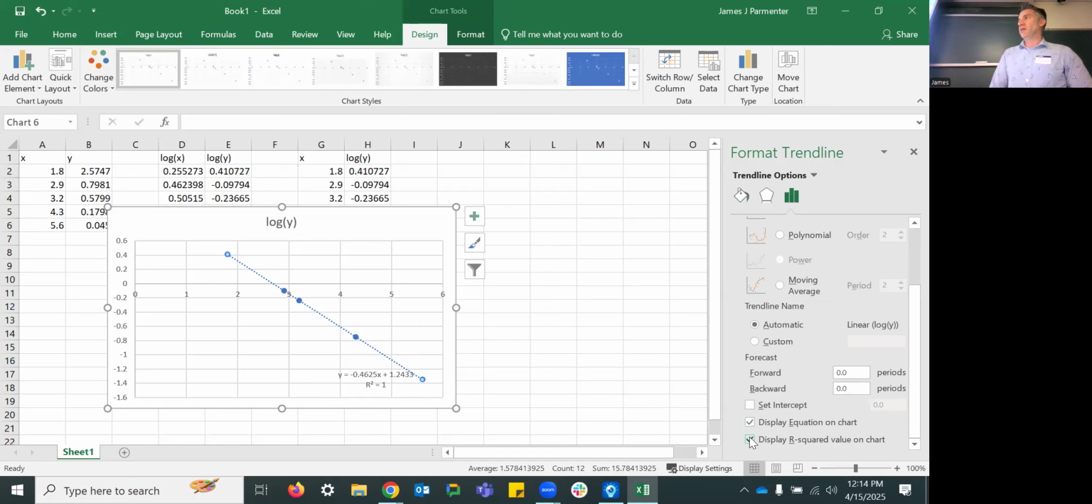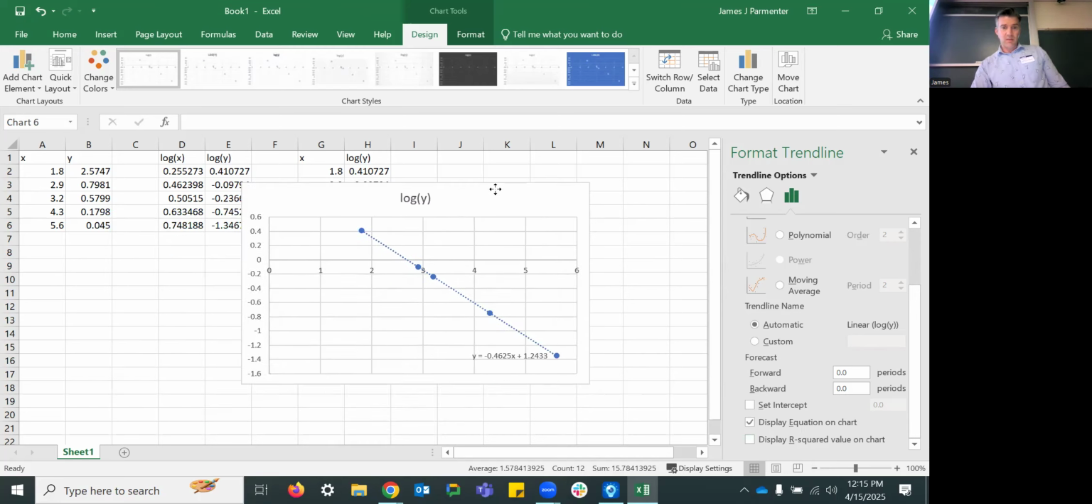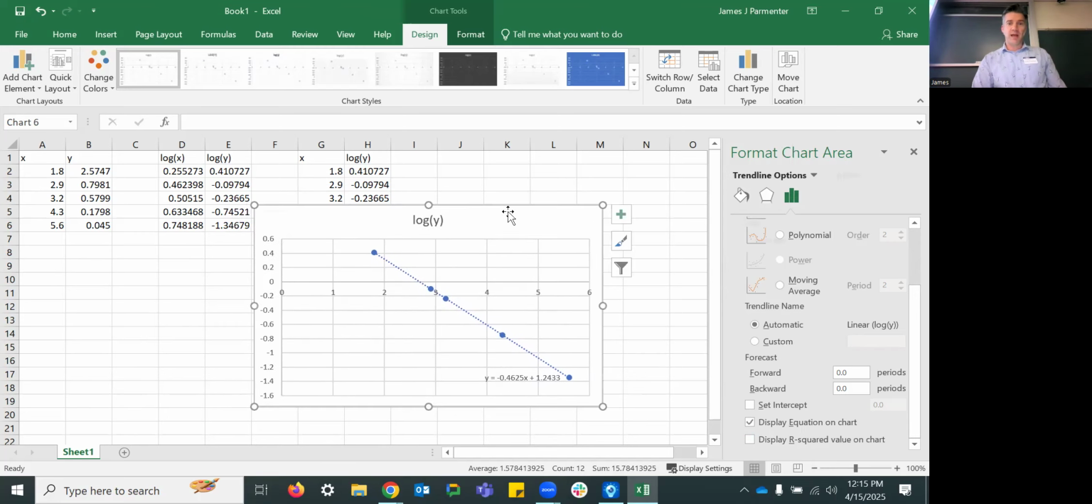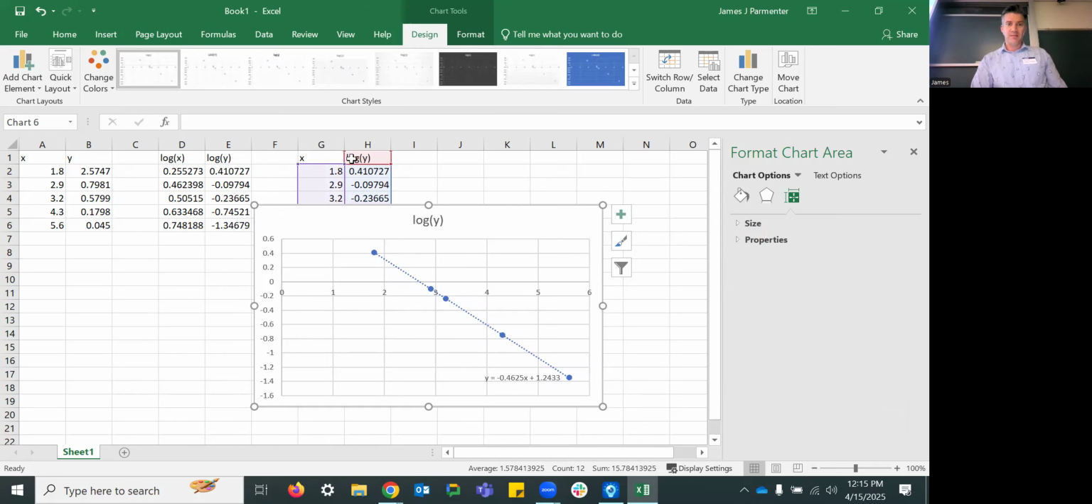So what do we do with this? Well, what I'm going to do with it is write it down. So I've got y equal to negative 0.4625x plus 1.2433. I'm going to write it down, and I'm going to remind myself this is coming from the data that was over, right? Which data did I use? I forgot. Do you guys remember which columns I highlighted? I think it was these because they're highlighted.